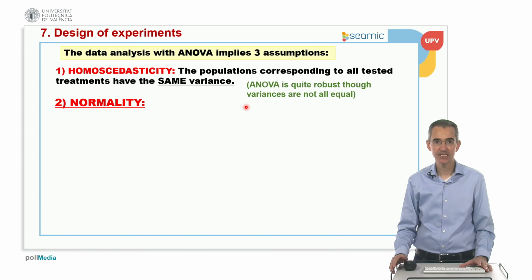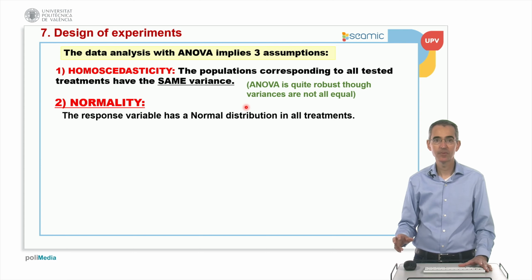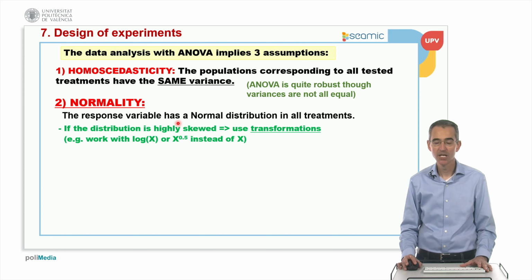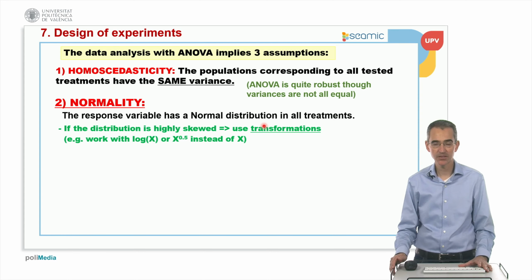Another hypothesis is normality. It means that all populations are normal, so the response variable has a normal distribution in all the treatments. What happens if this hypothesis is not accomplished and we have skewed, for example, positively skewed distributions? We can use transformations. For example, in the case of a right skewed distribution of the residuals, we can apply transformations like the square root, the 4th root or the logarithm instead of working with the original values. And this is a way to overcome this problem.